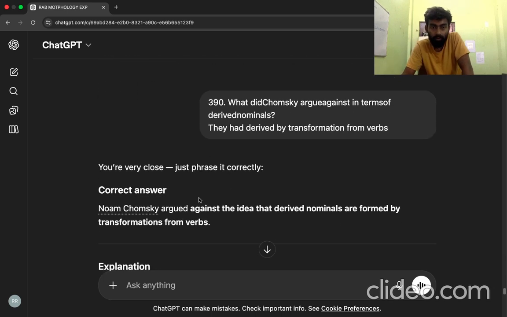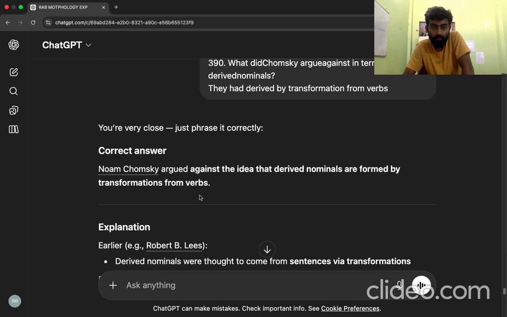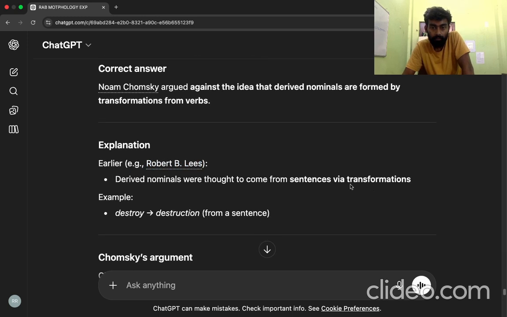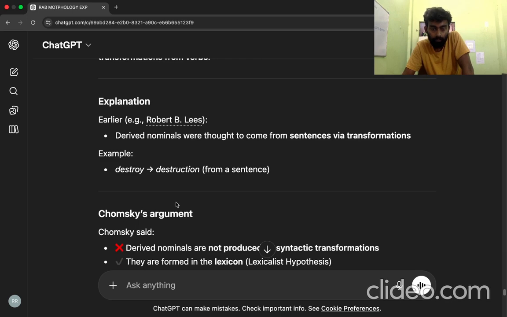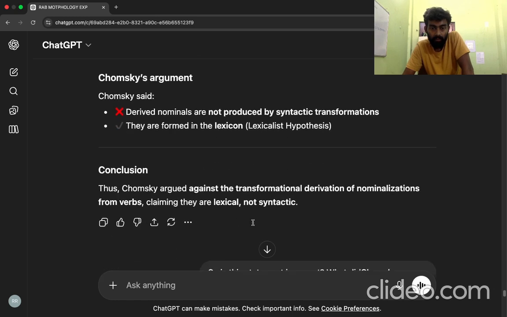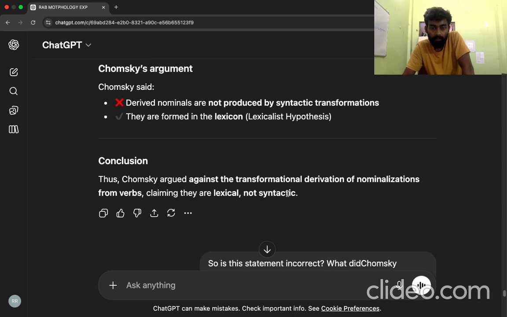Noam Chomsky argued against the idea that derived nominals are formed by transformations from verbs. Explanation: earlier, for example, Robert B. Lees thought derived nominals came from sentences via transformations. Example: destroy, destruction from a sentence. Chomsky's argument: derived nominals are not produced by syntactic transformations. They are formed in the lexicon, the lexicalist hypothesis. Conclusion: Chomsky argued against the transformational derivation of nominalizations from verbs, claiming they are lexical, not syntactic.